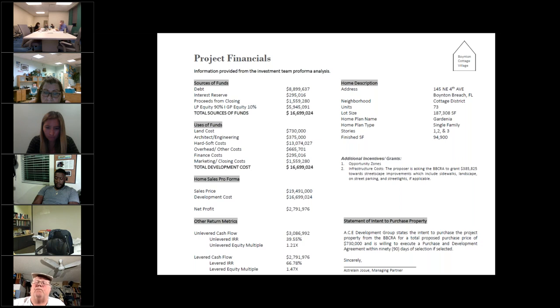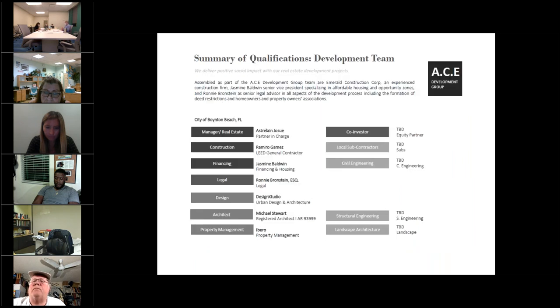The last slide is basically showcasing our team, where I'm the partner in charge. The construction is Romero Gomez of Emerald Construction. Financing housing is done with Jasmine Baldwin. Our legal team will be able to structure the HOA, which is Ronnie Bronstein. And we are also dedicating 15% of our local subcontractors to perform labor for this construction, coming from the local market of Boynton Beach. If anyone has any questions, I'd be more than happy to answer.